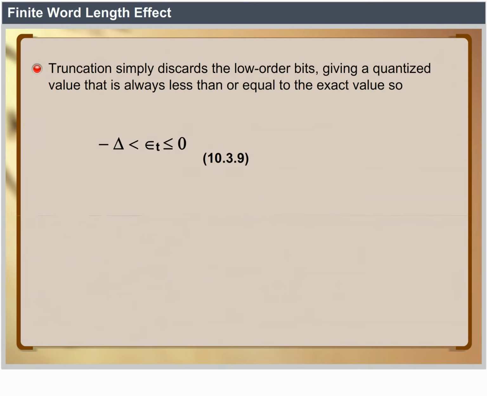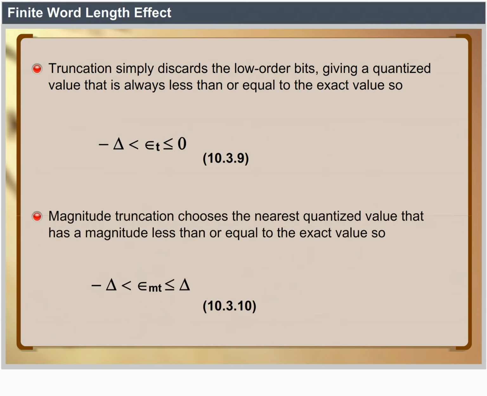Truncation simply discards the low order bits, giving a quantized value always less than or equal to the exact value. So, minus delta less than epsilon t less than or equal to 0 is called equation number 10.3.9. Magnitude truncation chooses the nearest quantized value that has a magnitude less than or equal to the exact value. So, minus delta less than epsilon mt less than delta is called equation number 10.3.10.